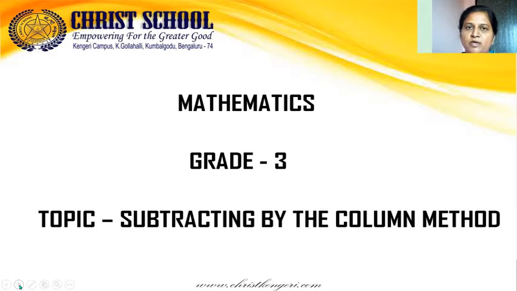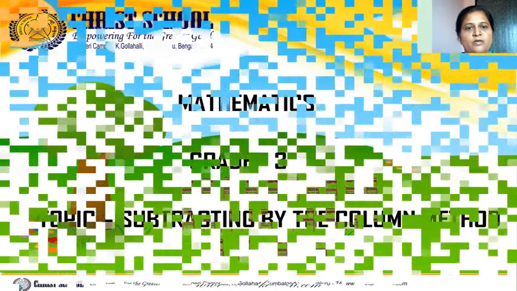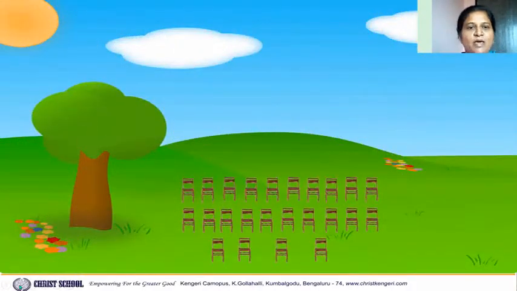Today's topic: subtracting by column method. Let us begin the class with some activity. There is a garden in front of you, isn't it? Some chairs are arranged in the garden. How many chairs are there in the garden? So totally 24 chairs are there in the garden. I am going to remove 4 chairs from that.